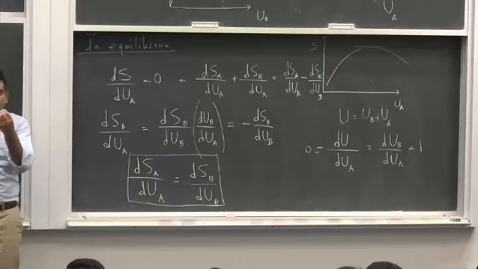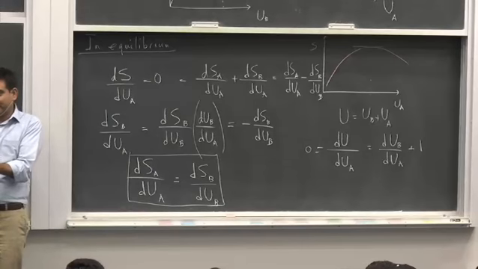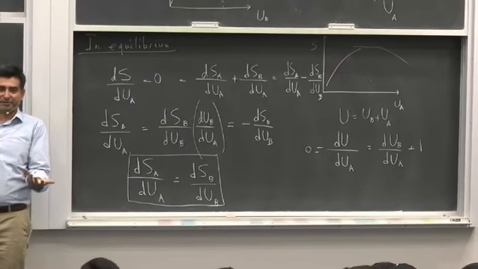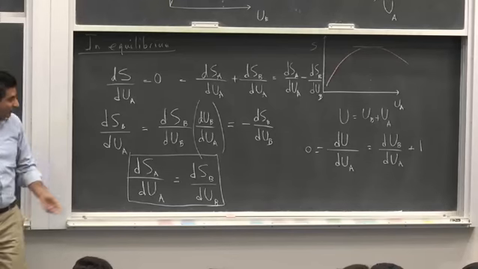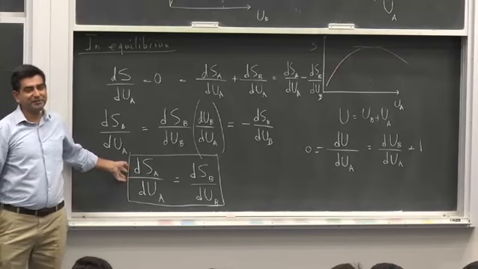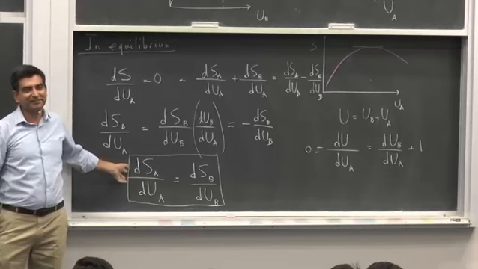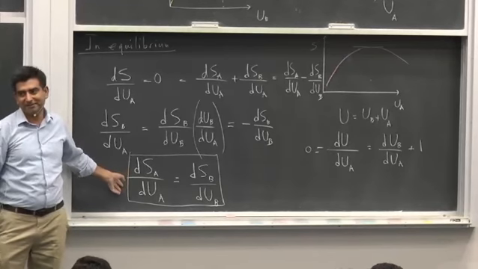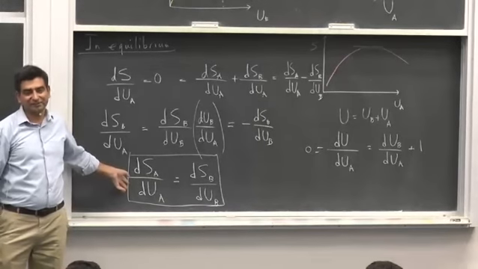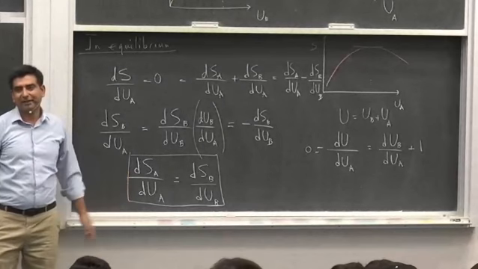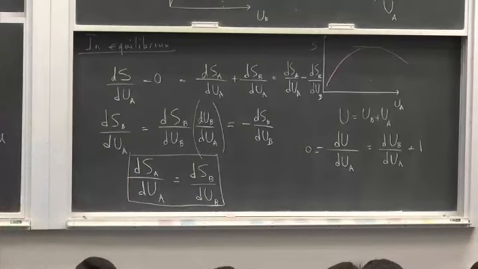Now in equilibrium, which quantity is the same for the two objects? Which measurable quantity is the same? It's the temperature. So this must be related to the temperature. Now the question is, is this equal to the temperature, or is it the inverse of the temperature? We have to answer this question. Okay, it's actually the inverse. How? Let's see how.